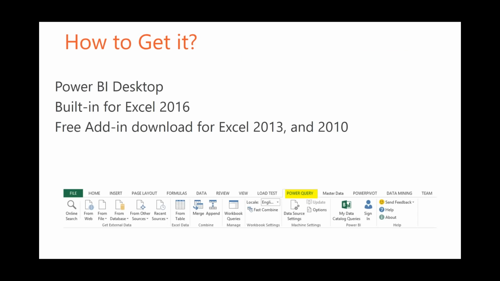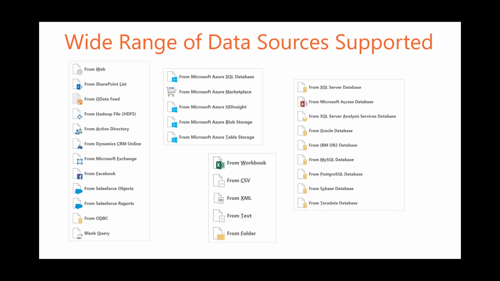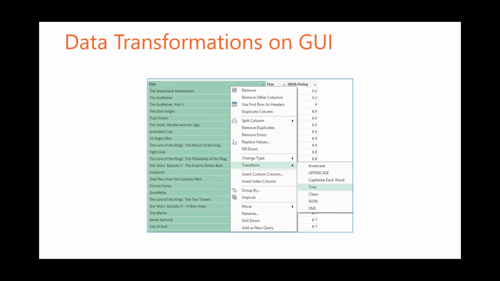Right, so how do you get it? If you download Power BI Desktop, which is free, you will have Power Query. If you have Excel 2016, you will have Power Query embedded. But if you have Excel 2010 or 2013, then you just download the free add-in for Excel. So it's mostly free for you to use, and as I said, a wide range of data sources are supported: XML, CSV files, JSON, even software as a service like Salesforce and Dynamics CRM, and sometimes you can get data from the web. All database vendors are also supported. Data transformations in Power Query are very easy to apply. Usually you just use the graphical user interface like this.